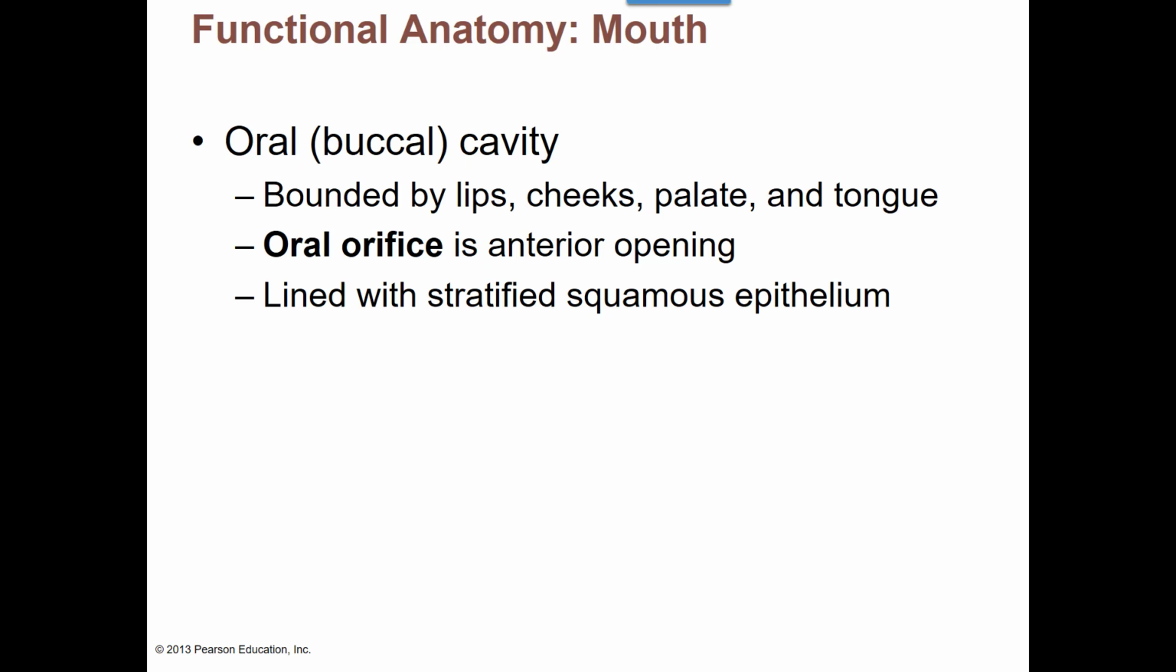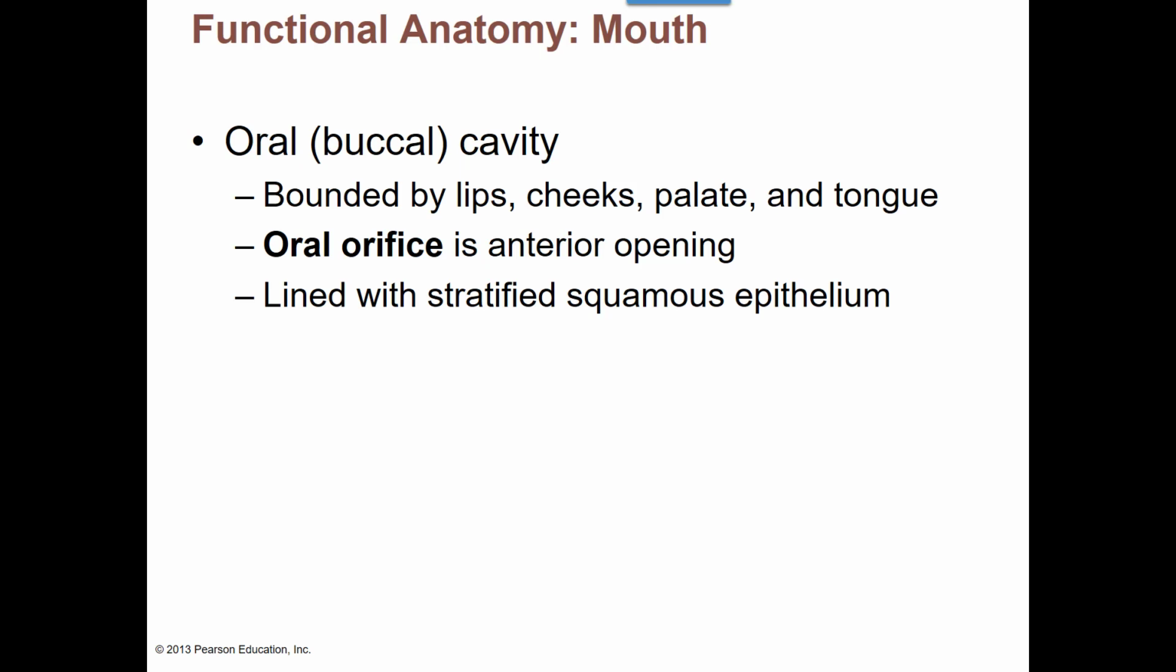The oral orifice, and anything orifice means an opening, is the anterior opening. When you open your mouth, that opening is called your oral orifice, and it's lined with stratified squamous epithelium. That stratified squamous epithelium is the exact same tissue you find in your skin. Your skin can handle lots of abrasion and it doesn't hurt it. Well, same thing in our mouth. We're going to put rough food in there, hot food, acidic food, and it has to be able to withstand all of those different textures and possibly damaging things we put in there.